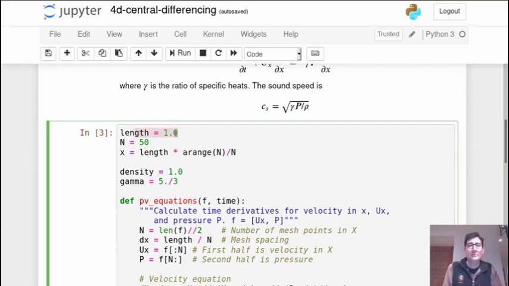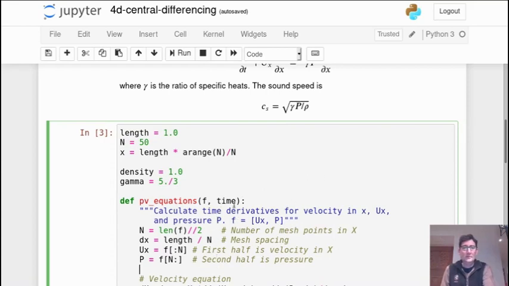So I said that the length of the domain is 1. We have 50 points along that domain, so 50 mesh points. This I've just defined as an array, using arange from NumPy, which is 50 points long, and we divide by n, so this goes from 0 to length. So x starts at 0 and goes to a little bit less than length, and then it wraps around to the other side. Defining density equal to 1, just for this formula here, and this gamma here is 5/3.